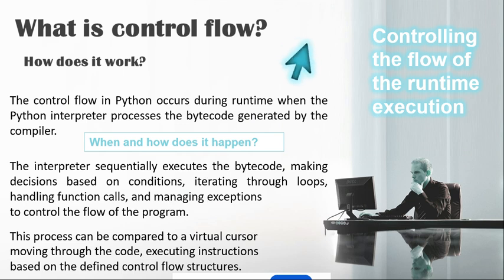Then the interpreter can read that bytecode and, depending on the structure it is written in, decide about the control flow. You can imagine a virtual control flow as a virtual cursor moving through the code and pointing out different lines and expressions that must get executed next based on the defined structure.